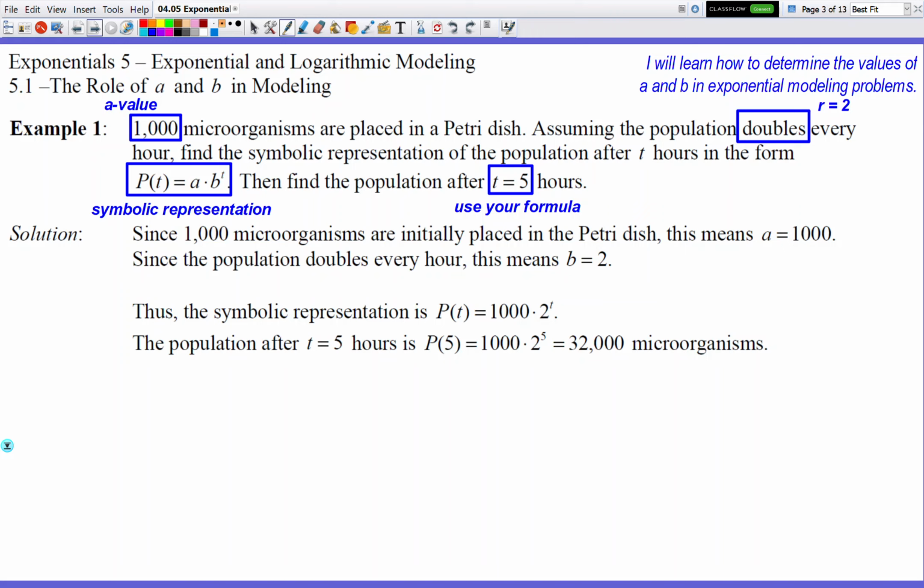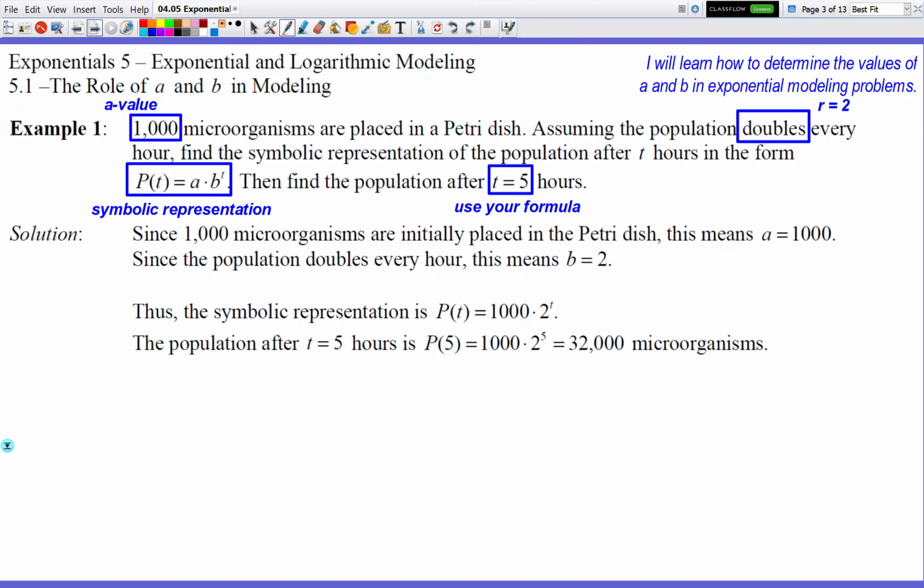Okay, so your a value is 1,000. You see that keyword doubles, so that tells you that your b value is 2. Okay, and then you have your formula, or your symbolic representation, and then you have the number t equals 5. So after you make your formula, you're going to plug in 5 and see what happens.